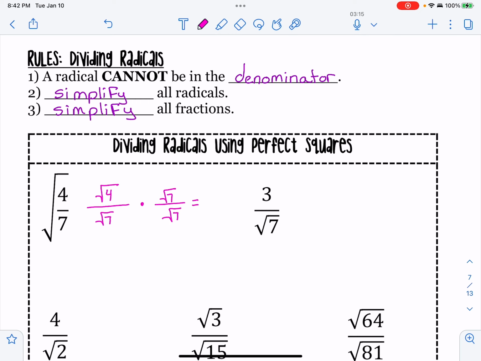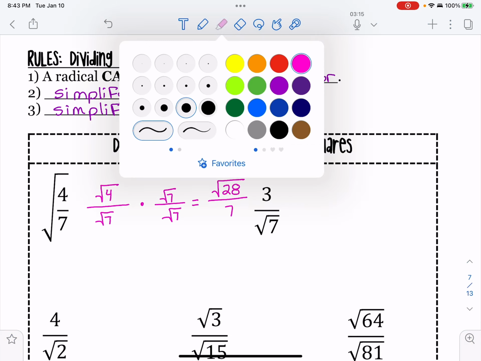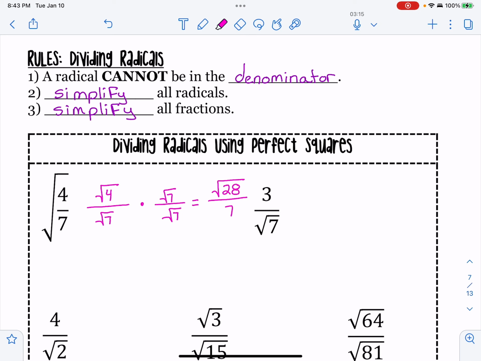what it was previously. But I multiply across my numerators, and when I multiply across my denominators, my square root of 7 times my square root of 7 is, of course, square root of 49. A perfect square comes out to be just 7. Now I need to simplify. That's rule number 2 up here. Right here, gotta simplify.